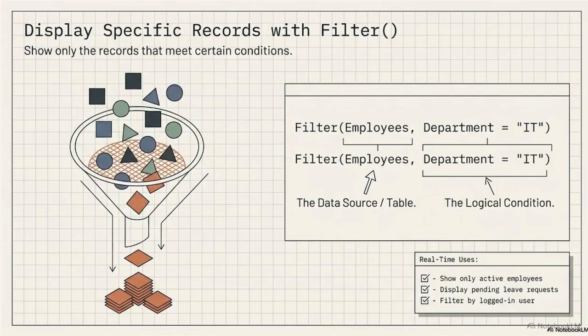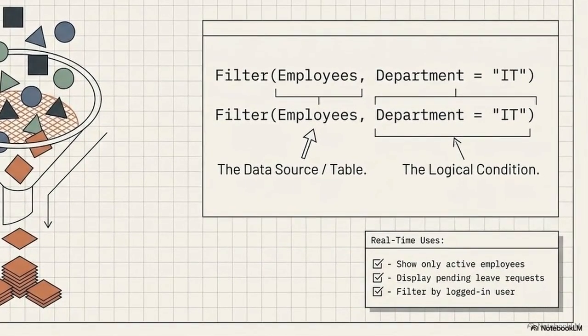As this funnel graphic shows, our primary retrieval tool is the Filter function. You use Filter when you are looking at a massive dataset and need to funnel it down to a highly specific group of records. The syntax requires exactly 2 pieces of information. First, you declare the data source, in this case, your employees table. Second, you set the logical condition. Here, we are telling the app to only pull records where the department column matches IT.